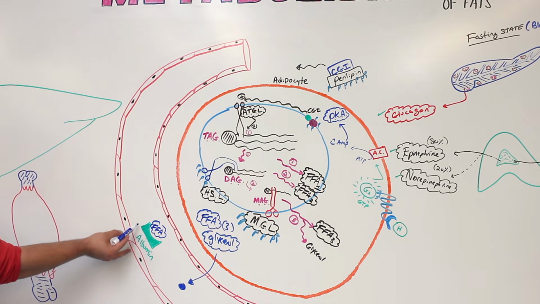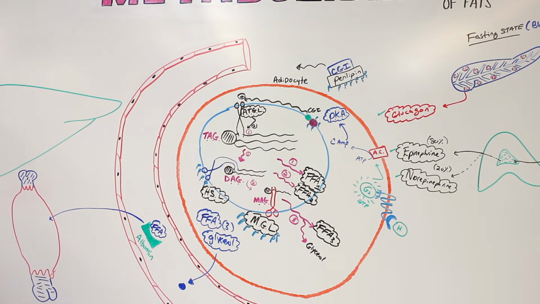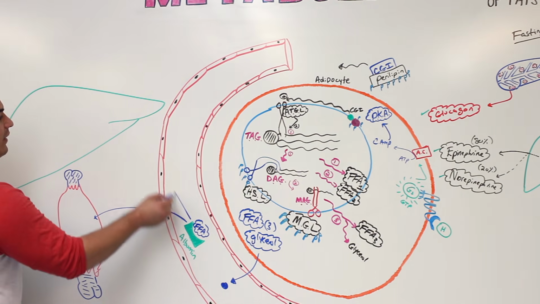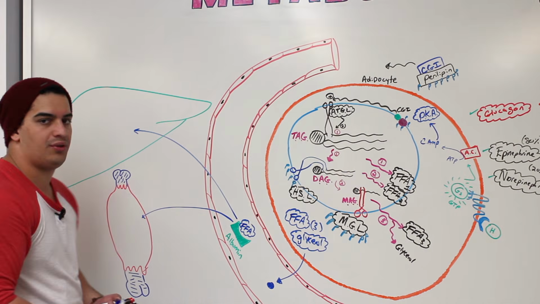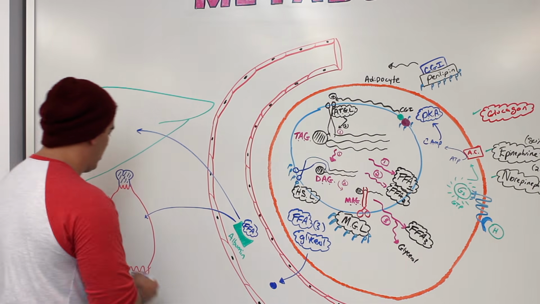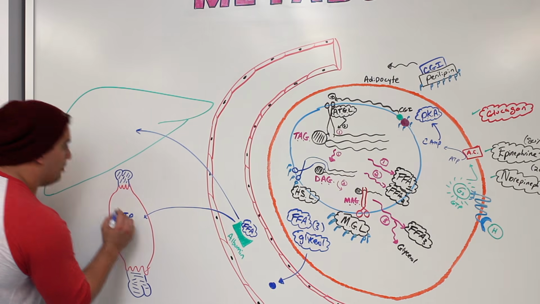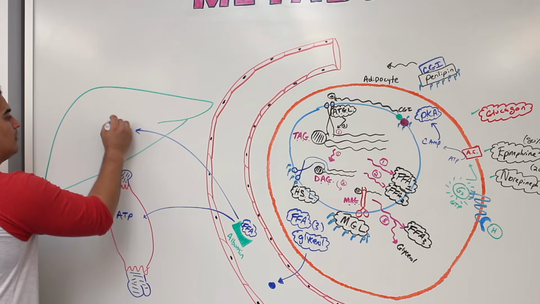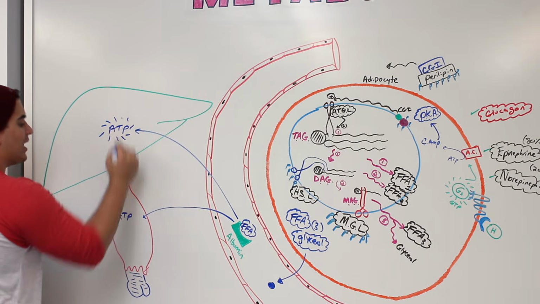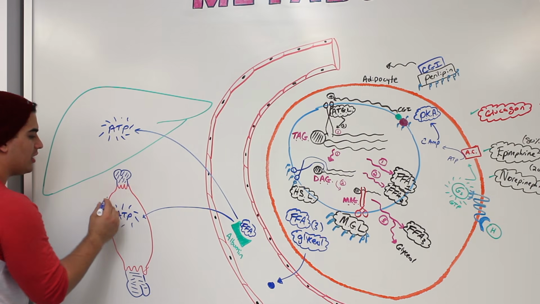Like where? It could take these free fatty acids to the muscles. It could take them to the heart muscle. So this could be skeletal muscles, could be heart muscle, or it could even take them into the liver or other tissues that are going to oxidize them for what? Making ATP. And we'll talk about all of this process. Now the next question is, what about that glycerol? We didn't talk about that glycerol.